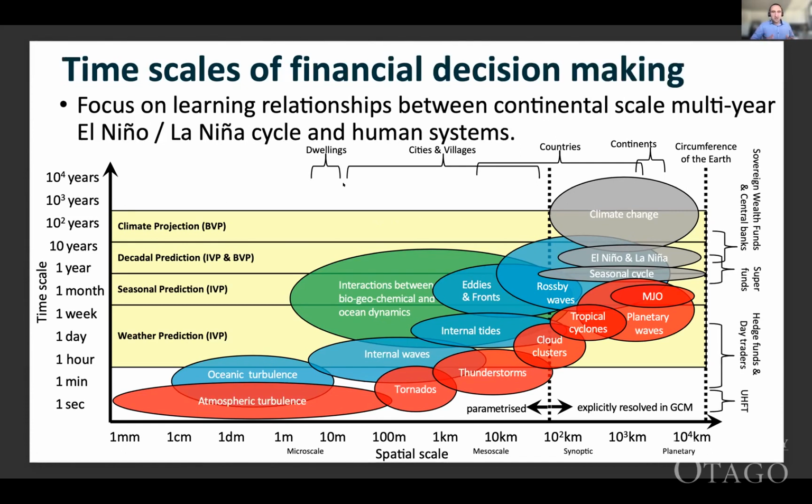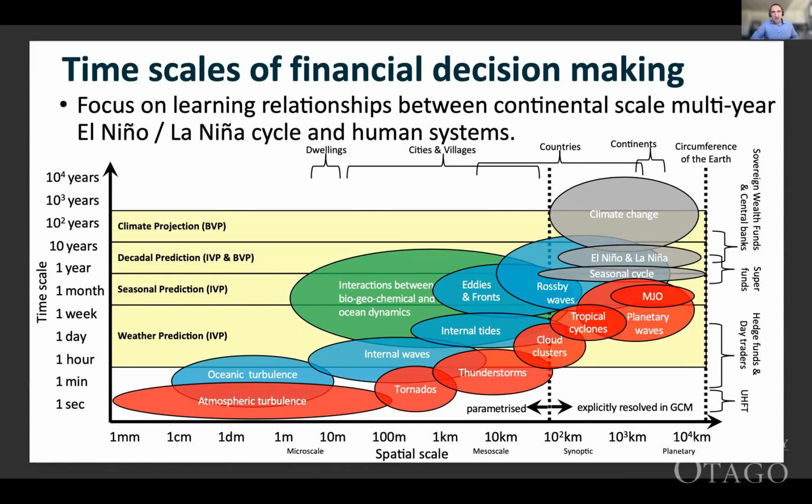And so many systems are multi-scale. The climate system is not special in that regard. On this other secondary axis, I've labeled the nominal decision-making timescales of certain financial actors: ultra high frequency traders, hedge funds, day traders, super funds, sovereign wealth funds. We might argue exactly where these things line up, but I think it's a reasonable first approximation.